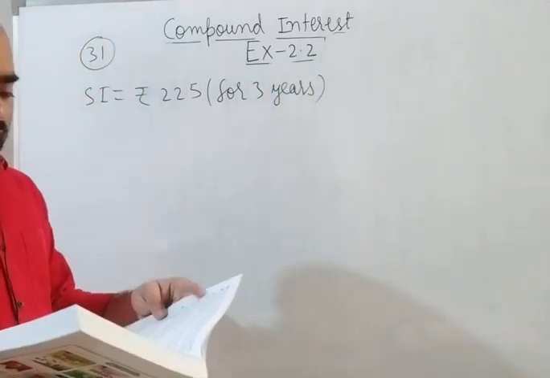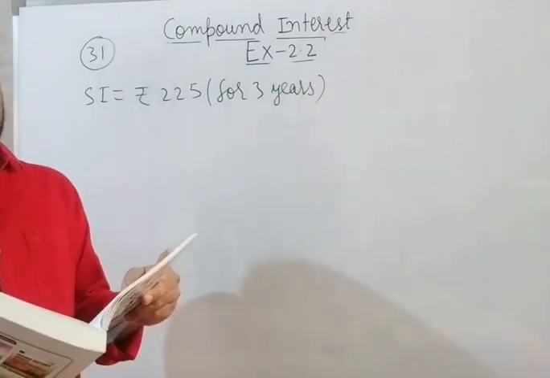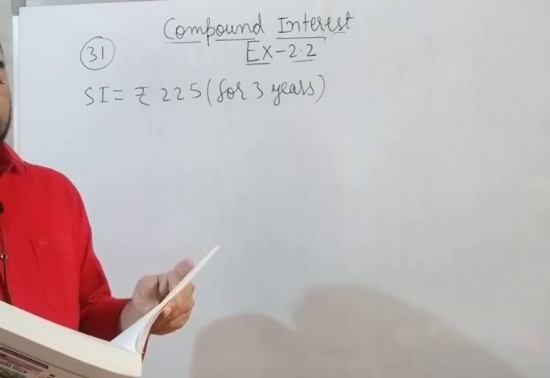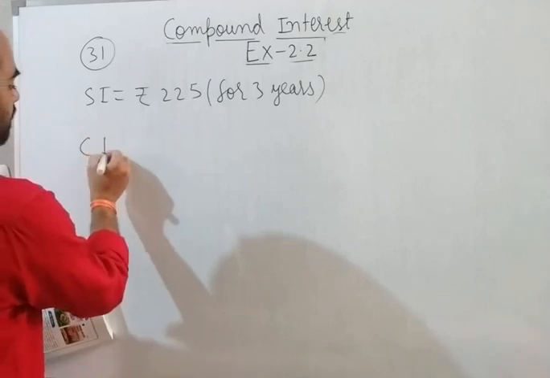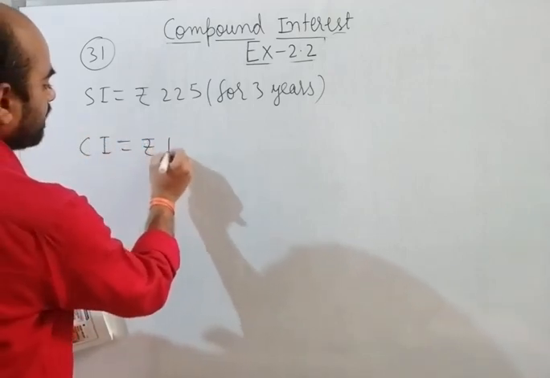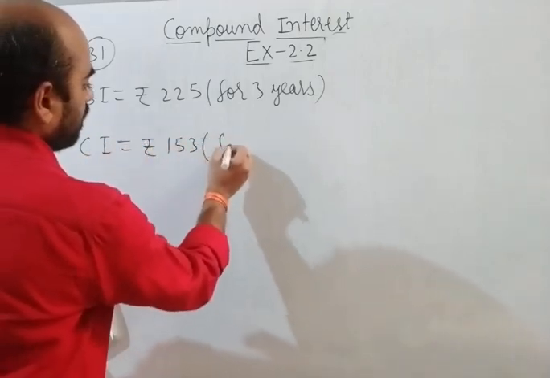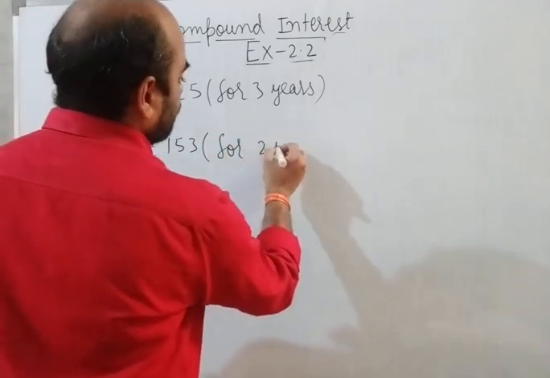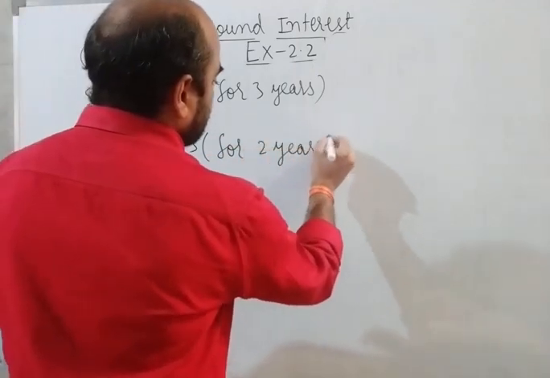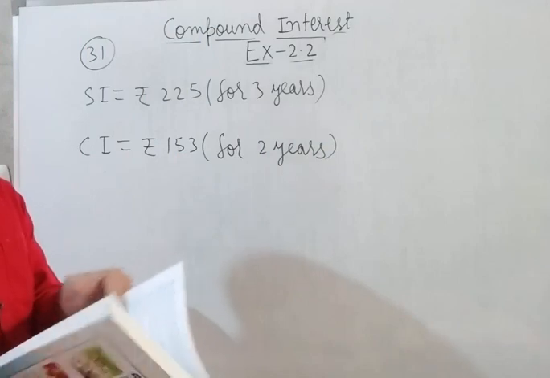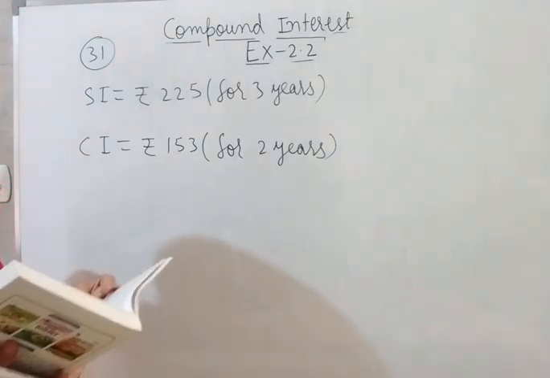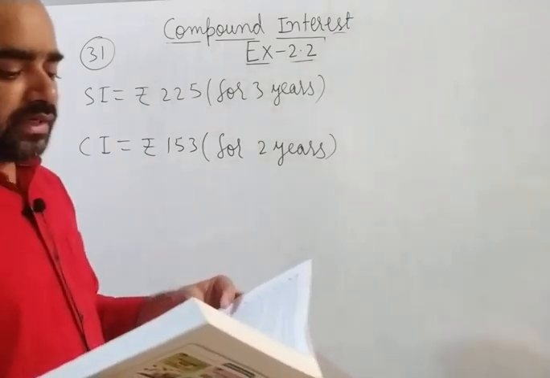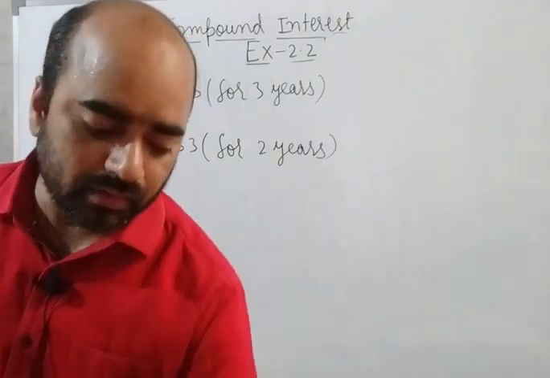Next, the compound interest on the same sum at the same rate for 2 years is given rupees 153. So compound interest is given rupees 153 for 2 years, correct? So find the rate of interest and the principal.